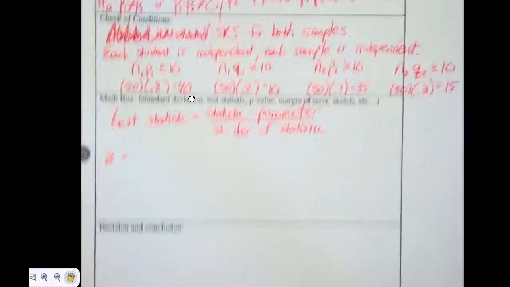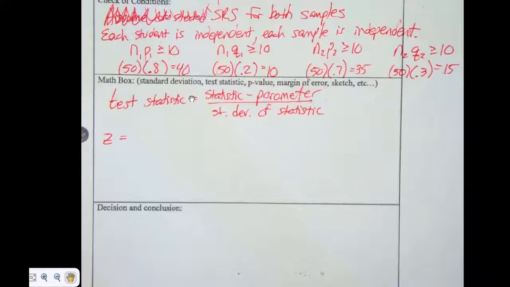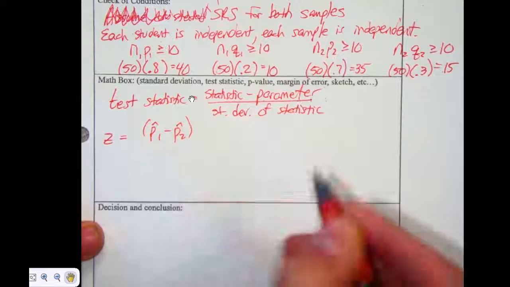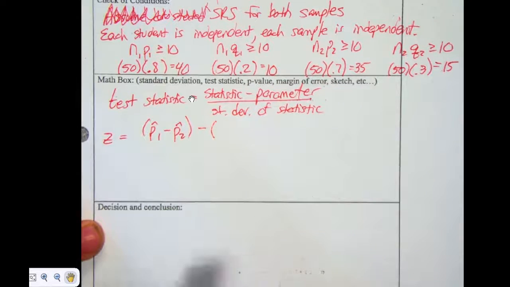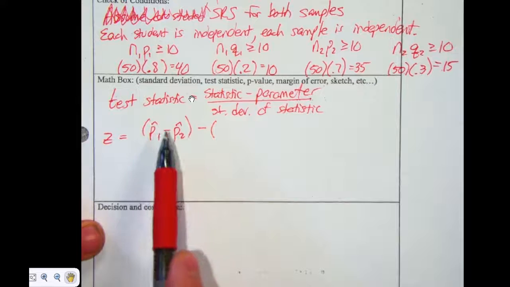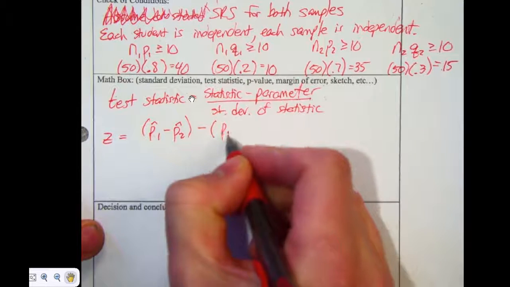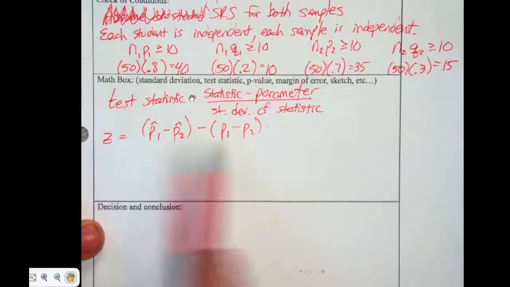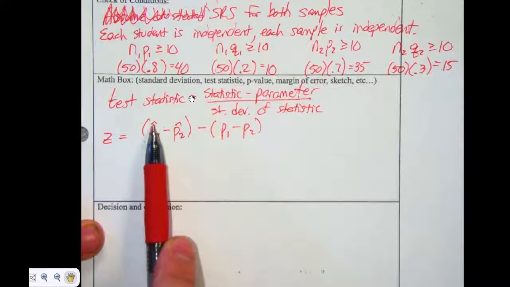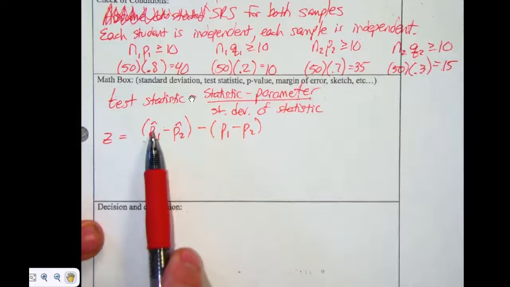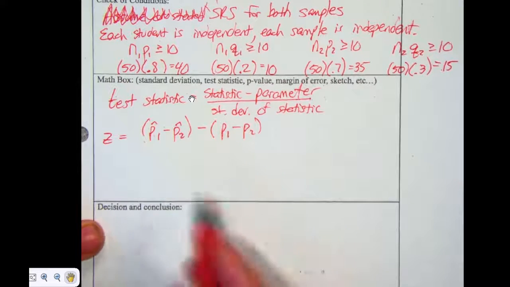Now the statistic. I'm just going to write it down. It's going to be P hat 1 minus P hat 2. This is your statistic. This is the difference between your sample proportions. Minus P1 minus P2. Make sure you realize the difference. The hat is the sample. Without the hat is your population.